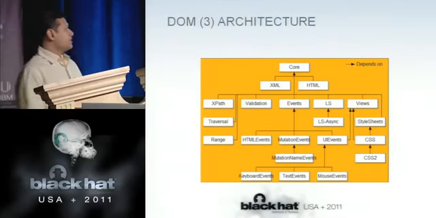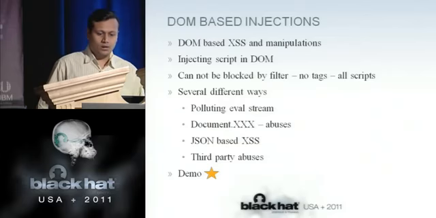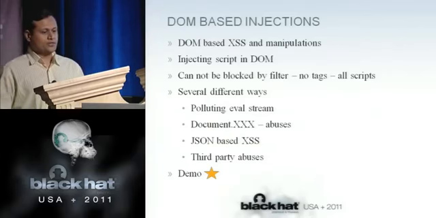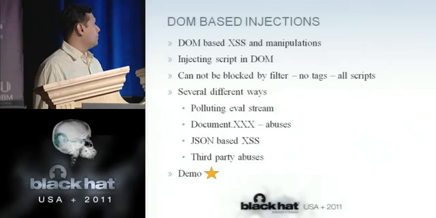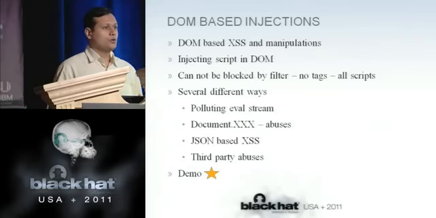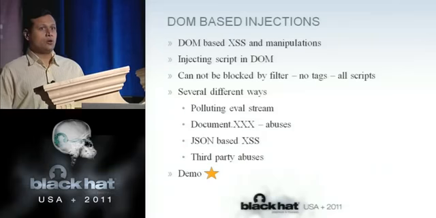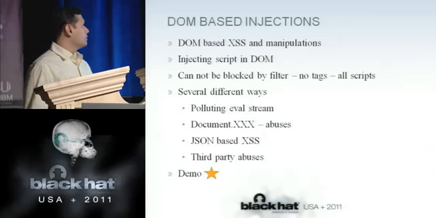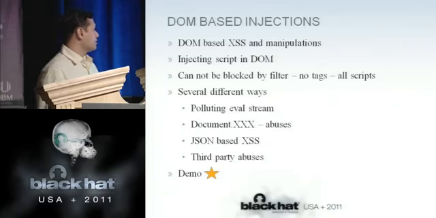DOM is essentially, as I said, now DOM 3, which allows you to do XPath and a lot of different stuff which is already added to our document object model. And one of the injections is DOM-based injection, DOM-based XSS, injecting script in the DOM. There are several different ways: polluting eval, document.write calls, document.innerHTML calls, and so on. All these different calls will allow you to do a DOM-based XSS. JSON-based XSS is possible.